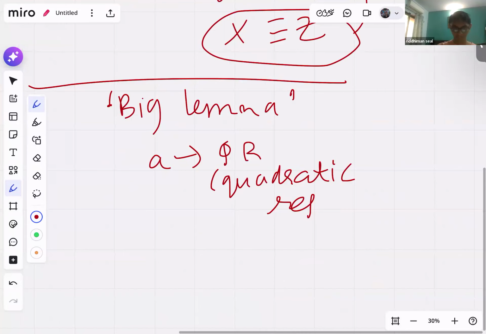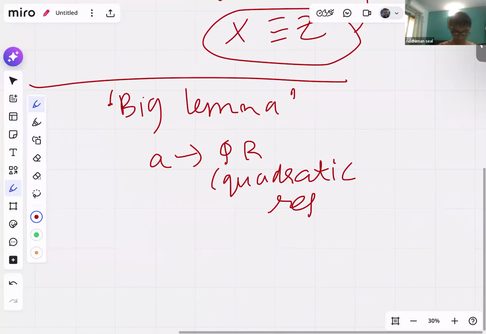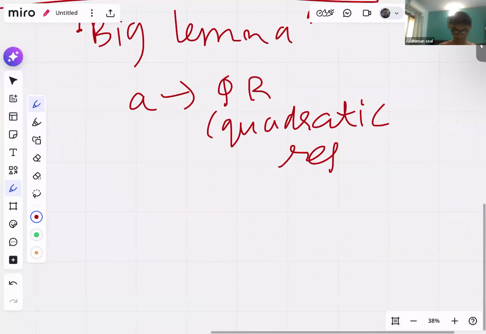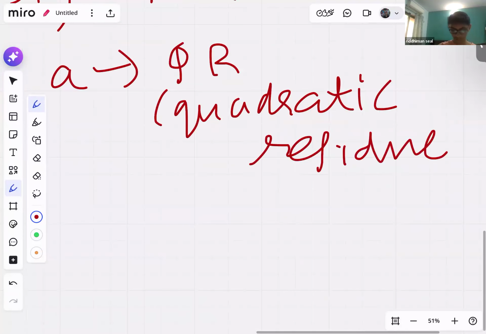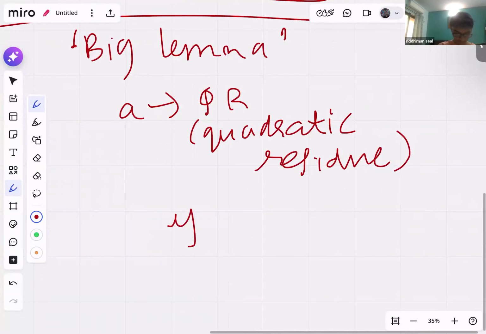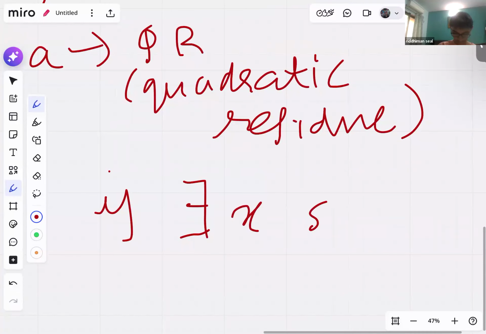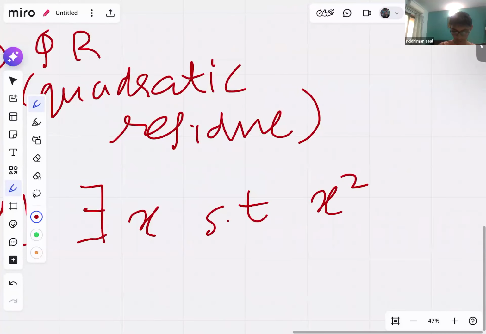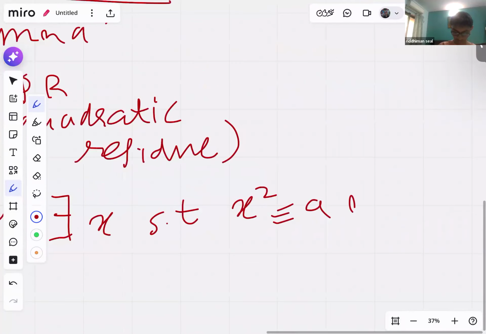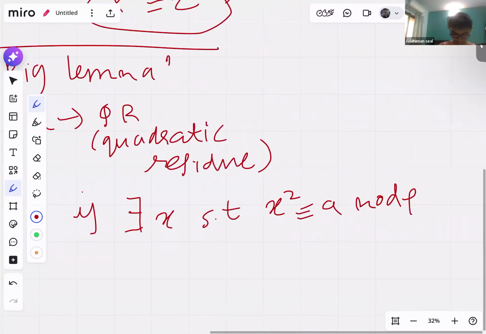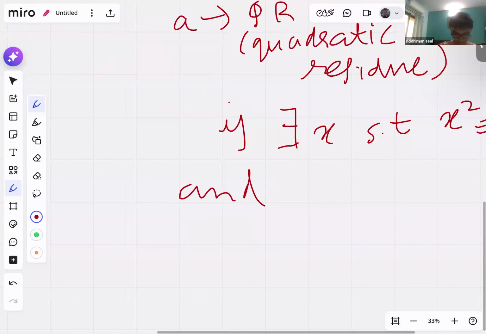Let's move on. The first big lemma. We define A to be a quadratic residue, which we will just call QR in short, if there exists x such that x squared is congruent to A mod p, and NQR otherwise.